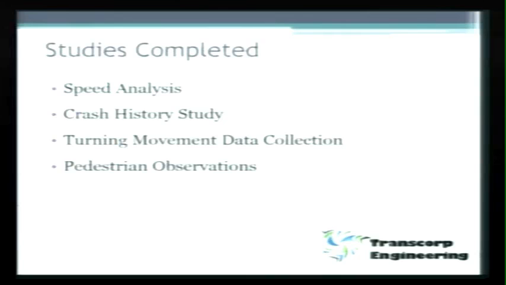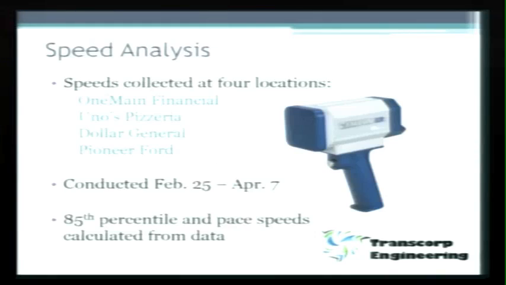All right, so for our project, we completed 4 studies, first being a speed analysis, a crash history study, turning movement data collection, and then we also did pedestrian observations throughout the semester. Our first study is speed analysis. Speeds were collected at 4 locations throughout the corridor: 1 in segment 1 at One Main Financial, 1 in segment 2 at Uno's Pizzeria, and 2 in segment 3 at Dollar General and Pioneer Ford.